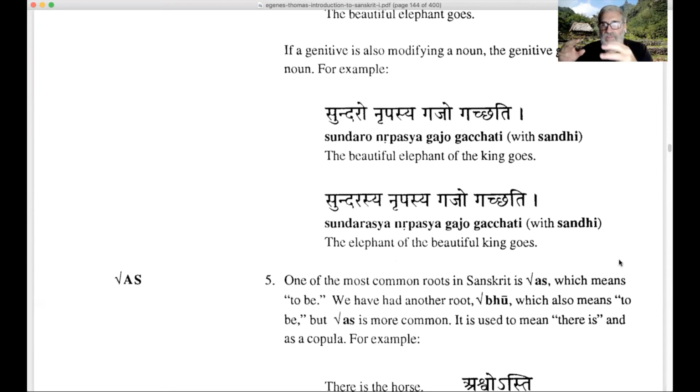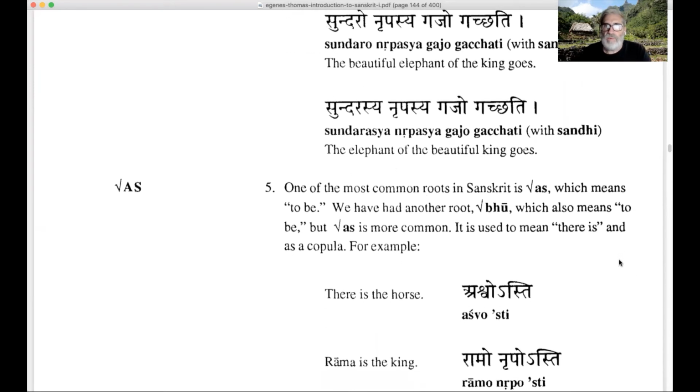The genitive shows that there's a relationship of possession between Nripasya, of the king, and Gajaha, the elephant, nominative singular. So it is Sundaraha Nripasya Gajaha Gachchhati, with Sandhi, Sundaro Nripasya Gajo Gachchhati. The beautiful elephant of the king goes. Here's another example.